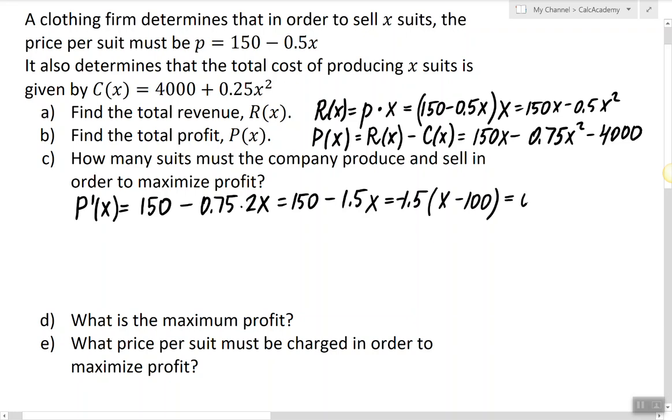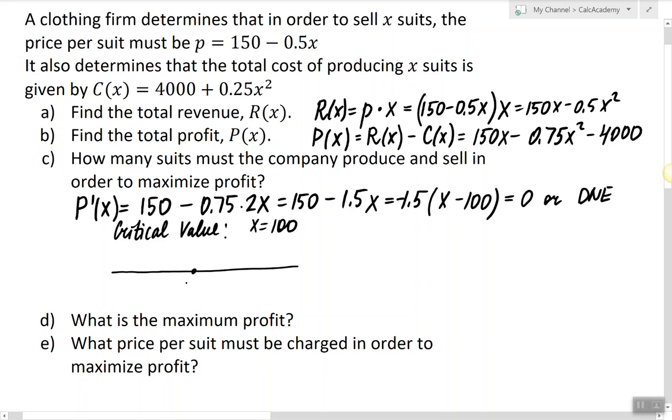expression in factored form. And now to find the critical values, we set it equal to 0 or find the values where the function is not defined. Since it's a polynomial, it's defined everywhere, so we don't have to worry about that. But the critical value is x equals 100, because this is where the derivative is equal to 0. Next, we draw the sign chart for the derivative of the function. Because it has a negative sign in the front, it's going to be negative to the right of 100 and positive to the left.